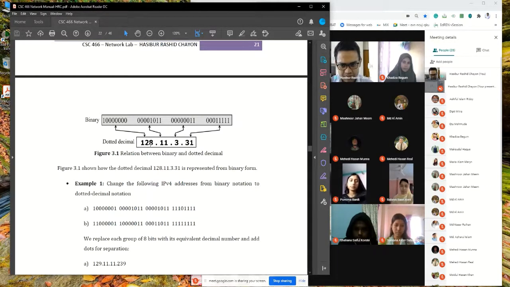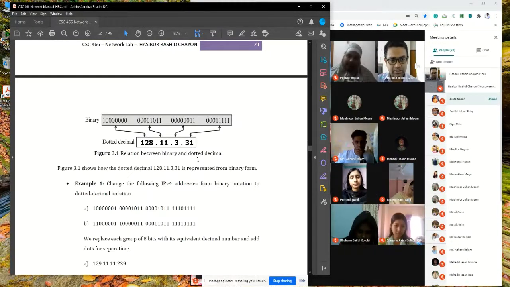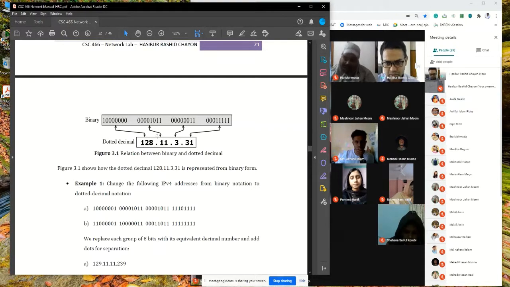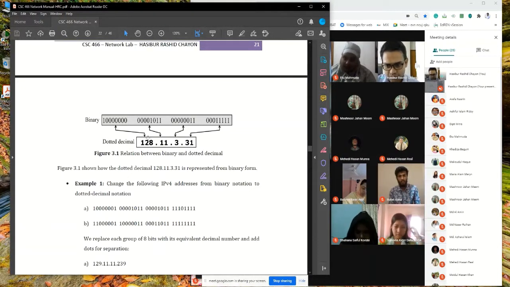That's why each block is called an octet. It has 8 bits, that's why it's called octet. So this is octet number 1, octet number 2, octet 3, and octet 4. Next time we are going to call them octets, octet number 1, 2, 3, and 4, because each decimal number is represented by 8 bits of binary number. All right, that's fine.